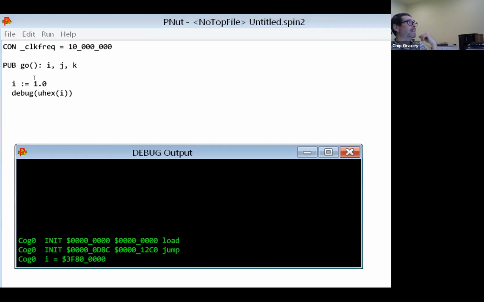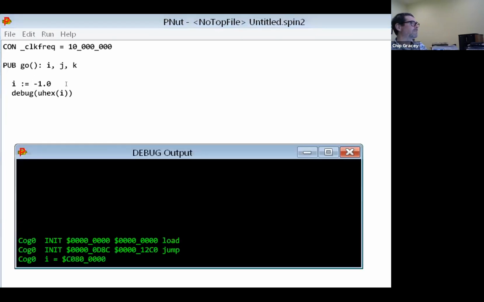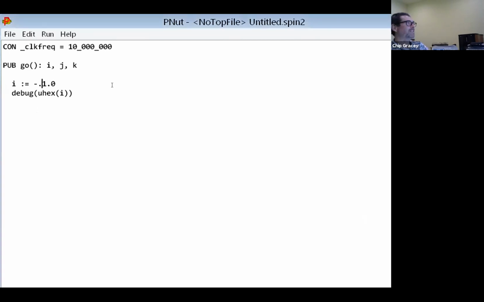If we make that negative, what it did is, it should be BF800000, but it negated the 3F800000. I don't have this kind of thing working yet, but I just have to get in there. What I'm going to do first is get this working, so this will work, right? This knows that this here means do a floating point negation.